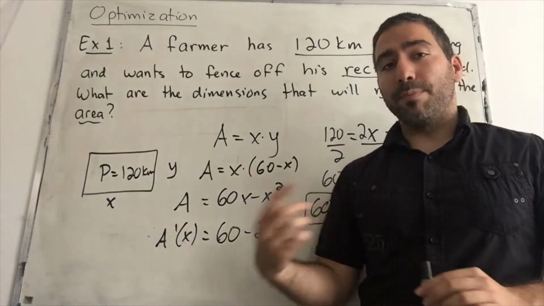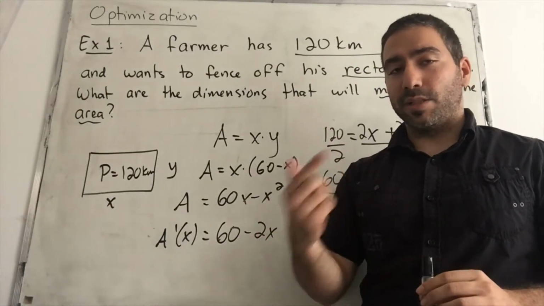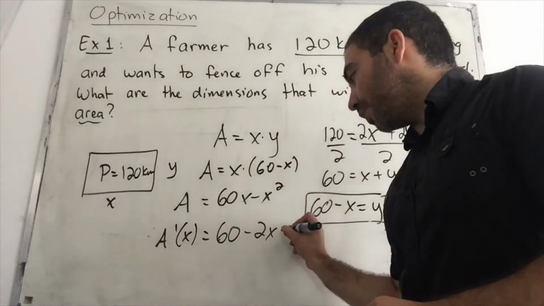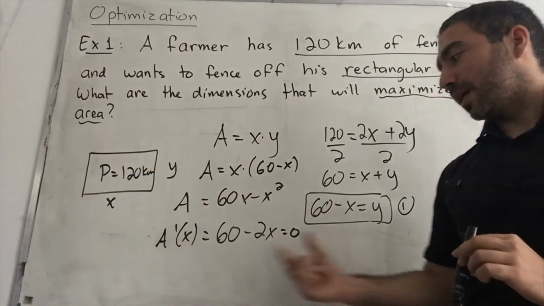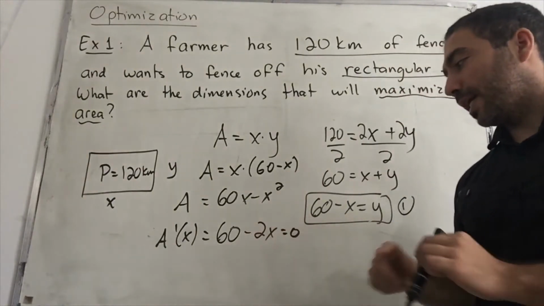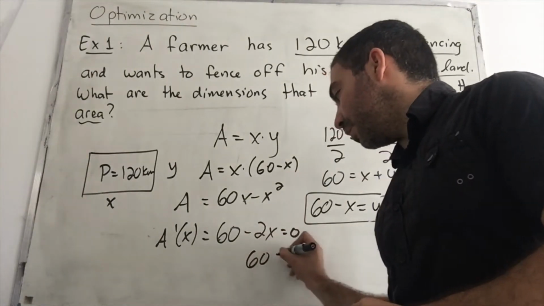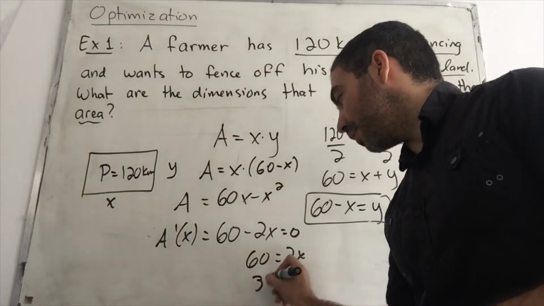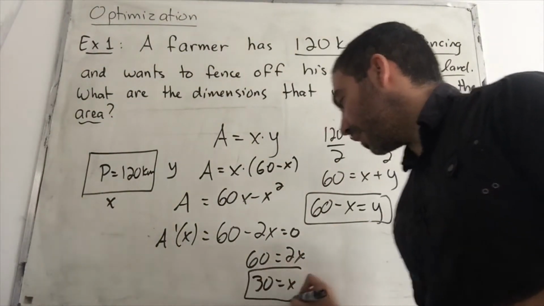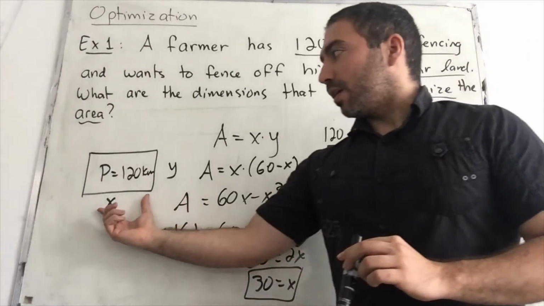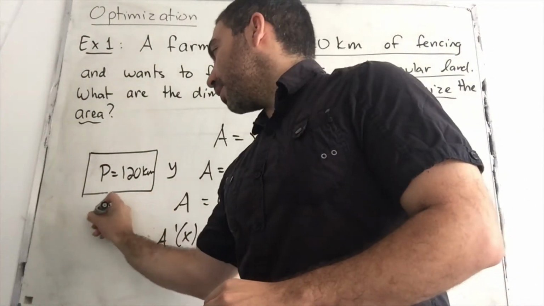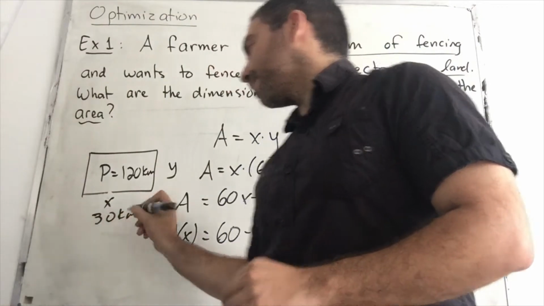And we know that the game plan for optimization problems is taking the derivative and setting it equal to 0, right? So we're going to set this equation here equal to 0. And now we're going to solve for x. So I'm going to bring the negative 2x over, so 60 equals 2x, and then we're going to divide both sides by 2, giving me 30 equals x. So the length over here is going to be, well, let's keep the x, it's going to be 30 kilometers.